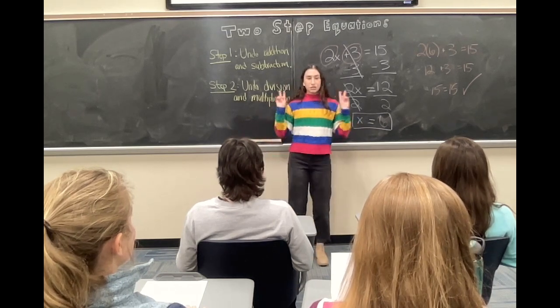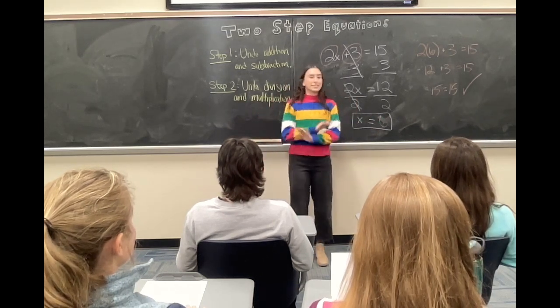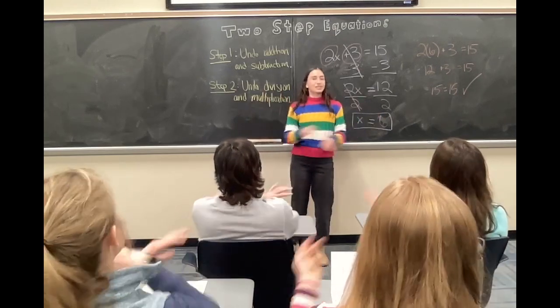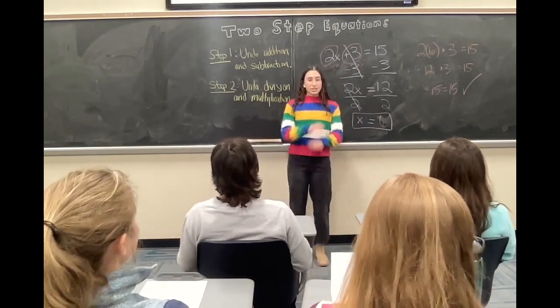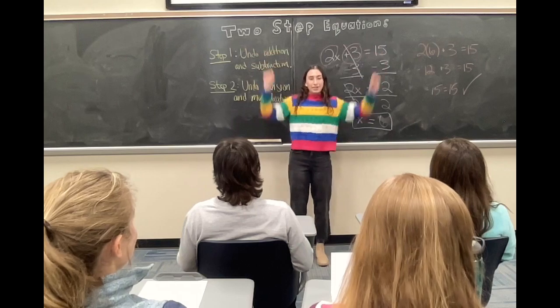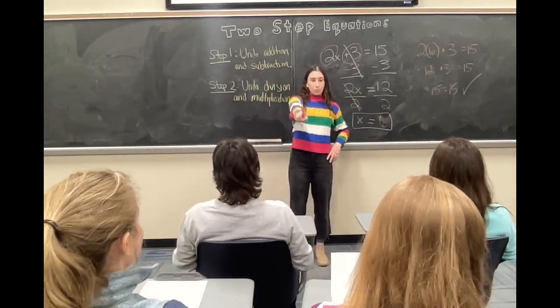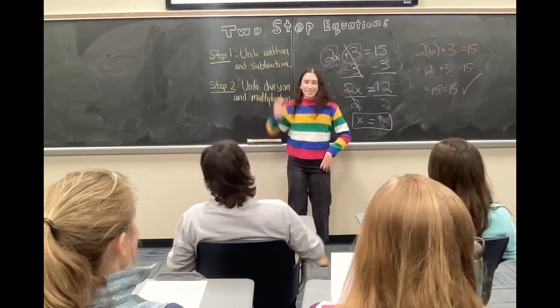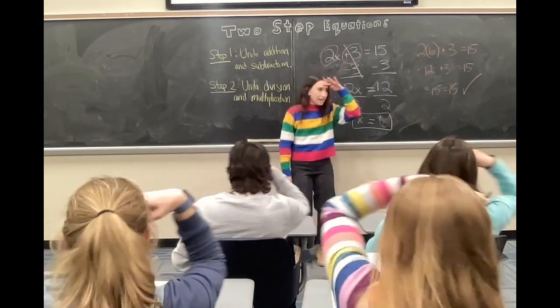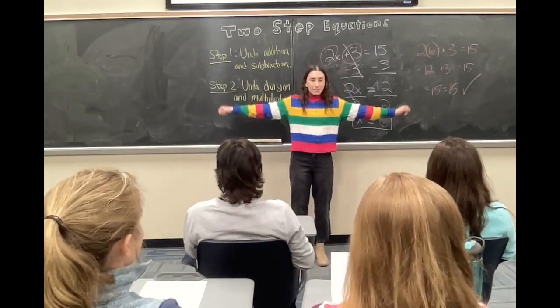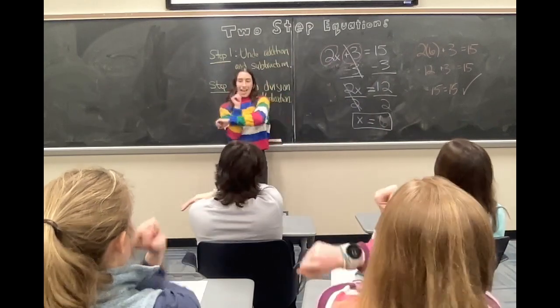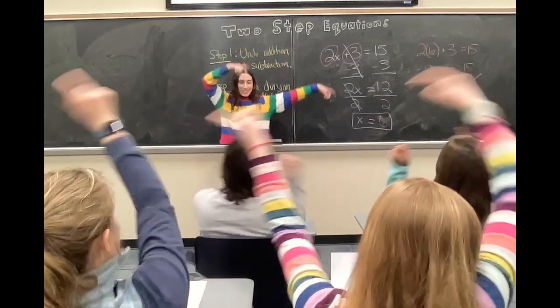Okay, 2-step equations, we're not scared. We can solve for x, we're quite aware. This is step 1, we can't let x hide. Add or subtract the constants to the other side.